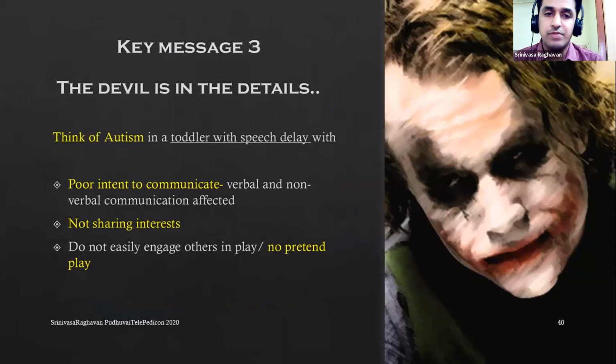In a toddler with speech delay, think of autism if you notice a poor intent to communicate. Verbal, non-verbal, both are affected. You saw in video 2, the child did not have eye contact with the father, whereas in the first video, the child was immediately looking at the mother and constantly looking at the people around. There is no sharing of interest. There was no warm smile on the child's face in the second video, whereas the first girl was smiling very well. And in the first video, the infant was very happy to share a toy with the person standing there. And a child who does not engage in pretend play at 2 years of age, always think of autism.